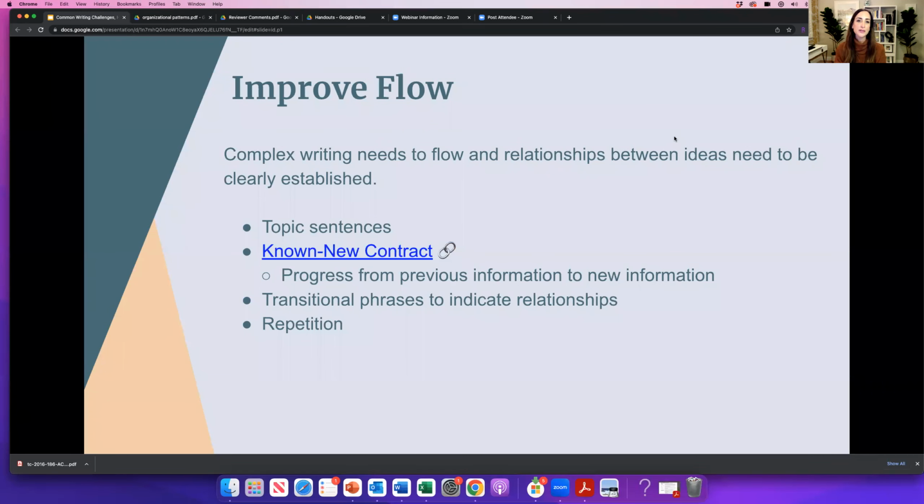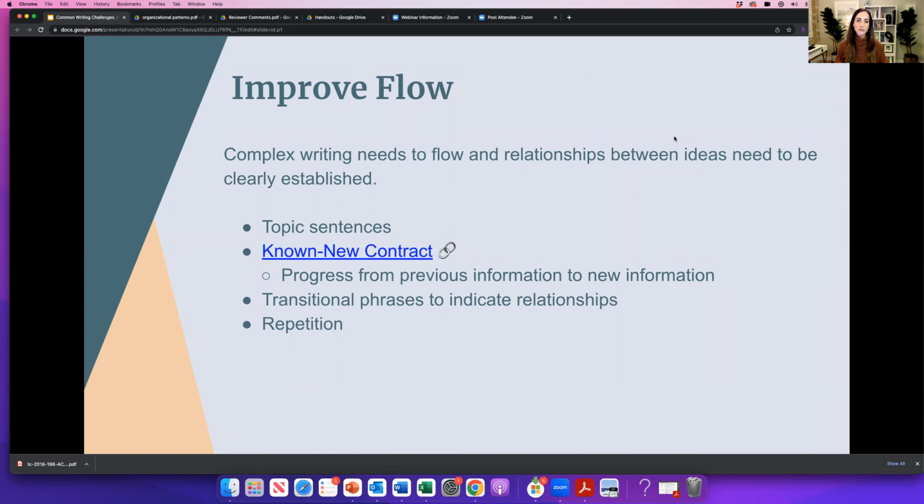Okay, improving flow. This goes along with organization. It's hard to have flow when the writing isn't organized. So when we're writing as academics, the writing is typically complex. We have these layered ideas, all these different relationships need to be communicated and established for the reader. And sometimes that can be, not sometimes, a lot of times it's very, very challenging.